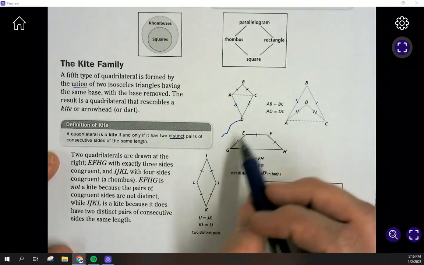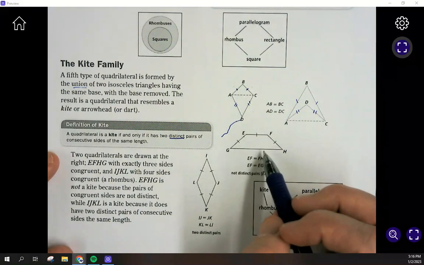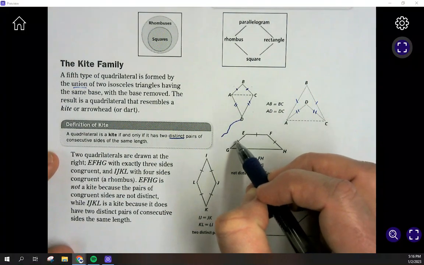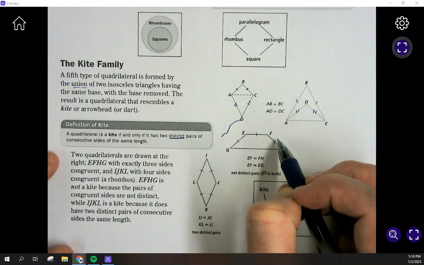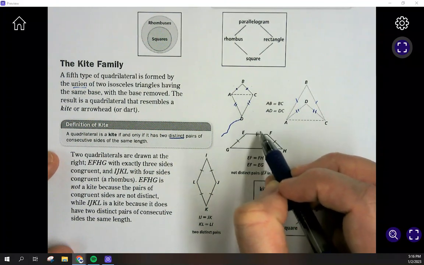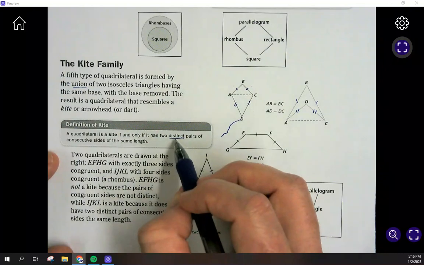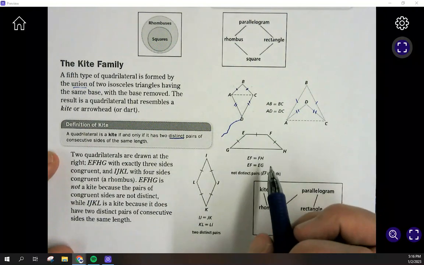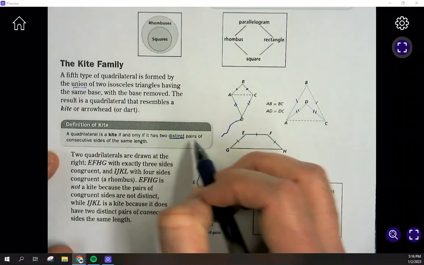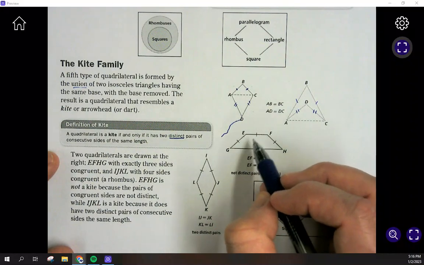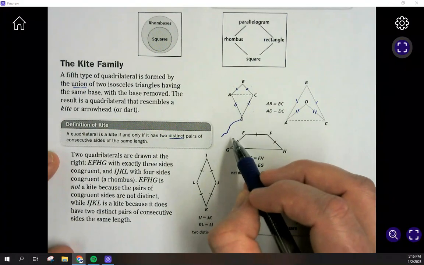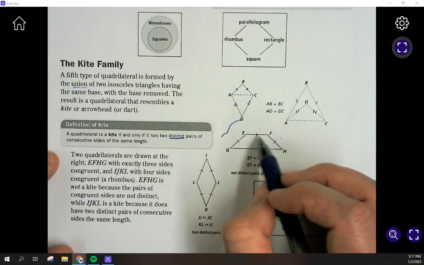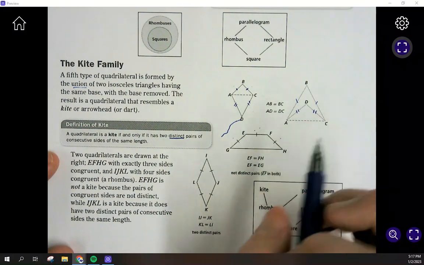So with this one, we want to make sure we understand why this does not fit the definition of a kite. I have one pair of consecutive sides that are equal to each other right here. And I have another pair of consecutive sides that are equal to each other right here. So if I didn't have this word distinct in the definition, I could call this a kite. The reason I cannot call this a kite is because I do not have two distinct pairs. These two pairs of sides share EF, right? This pair of sides are equal, this pair of sides are equal, but each one of those pairs is using EF as part of it, and that's why it's not a kite.